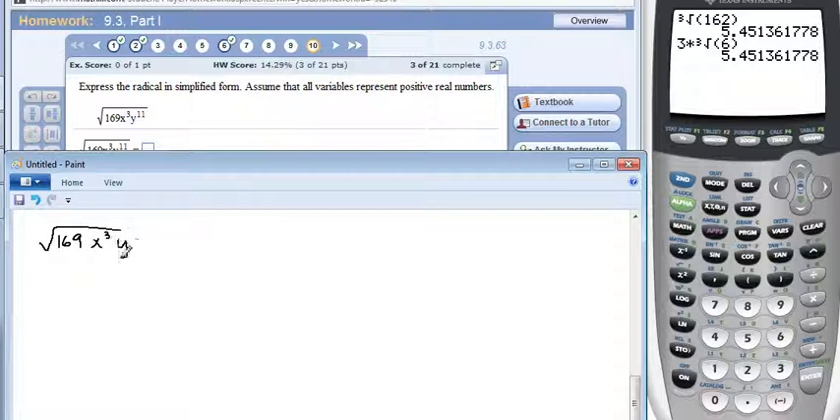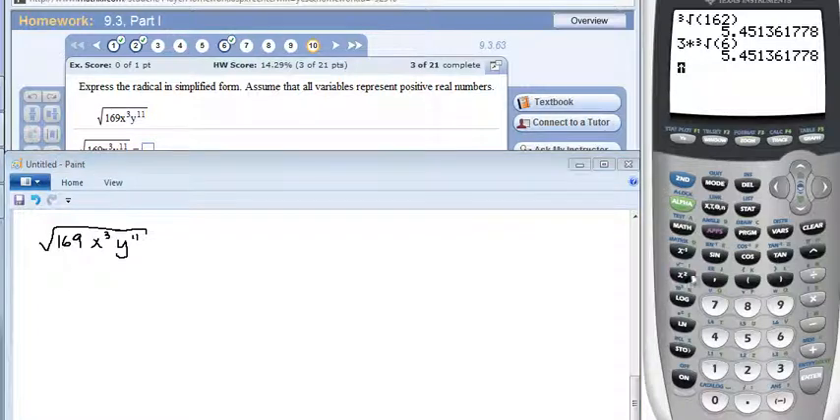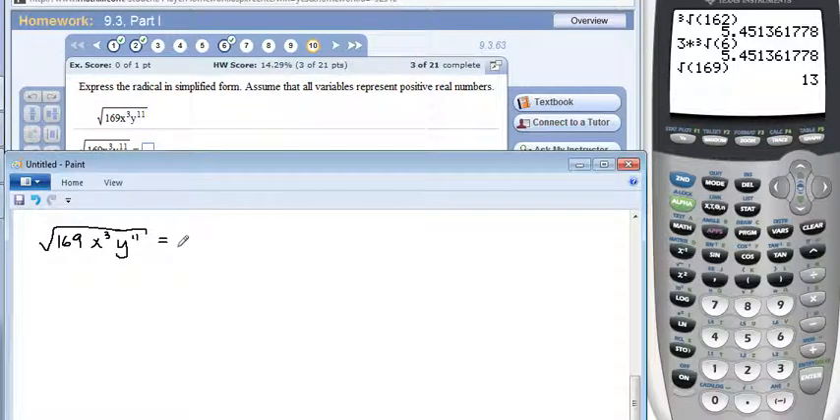The square root of 169x cubed y to the 11th. Okay, so I'm going to do the same thing. I'm going to break these things apart. Well, first of all, I'm going to check to see if 169 is a perfect square, and I know it is. It's 13 times 13, but if you didn't know that, we're going to test it out. So that's good news. All right, so this one I don't want to break apart because that's a perfect square within itself. But look at this.